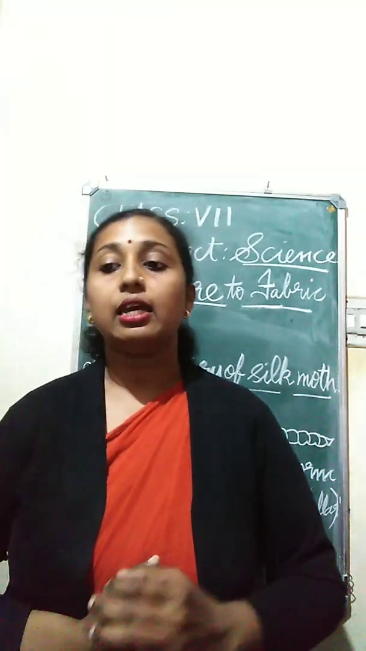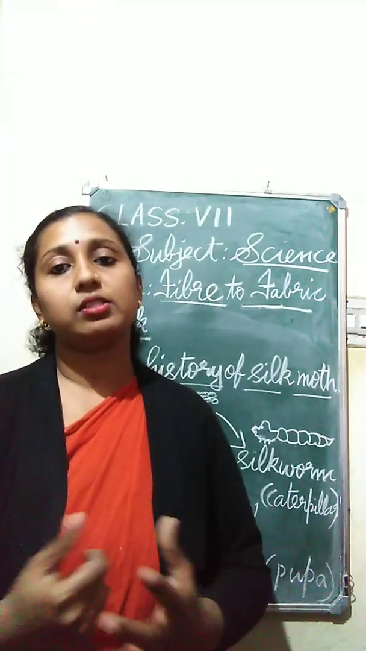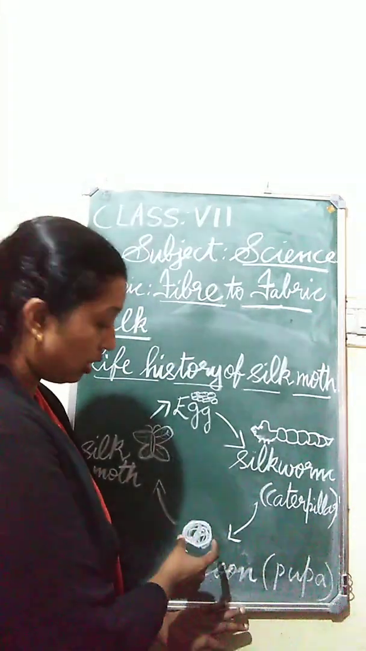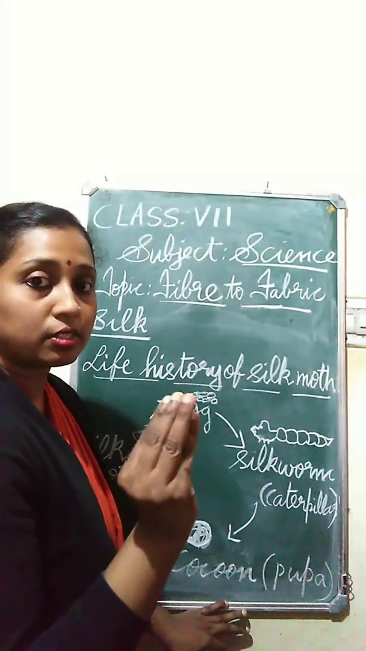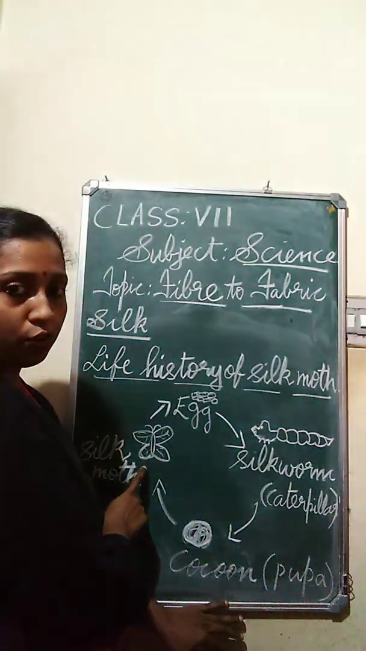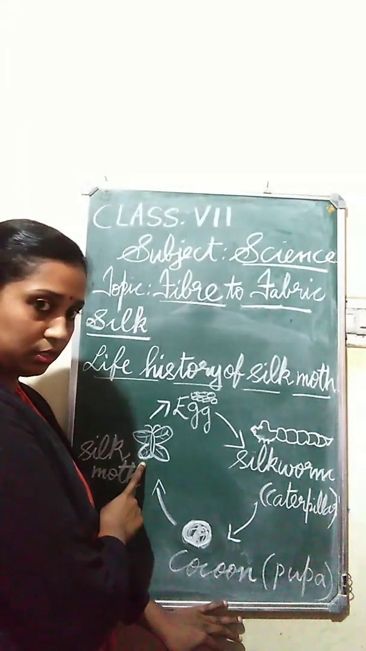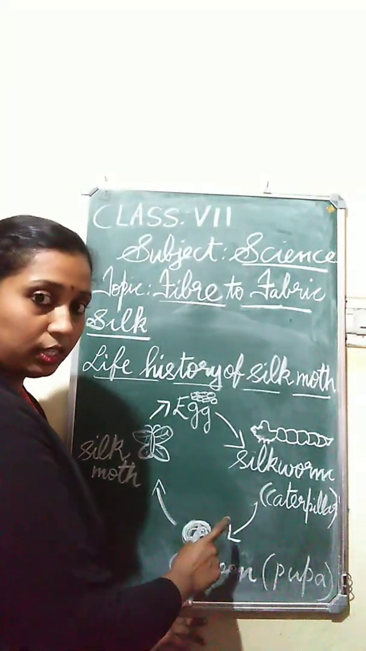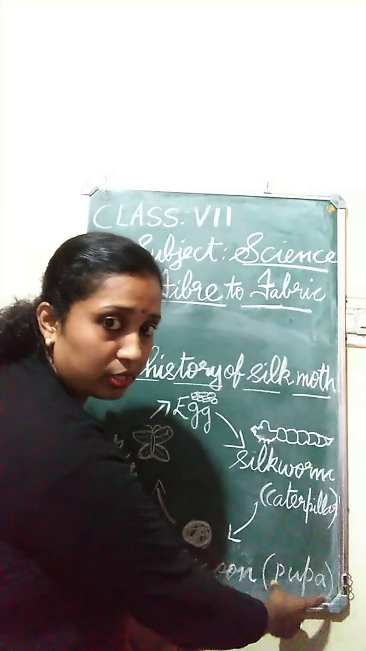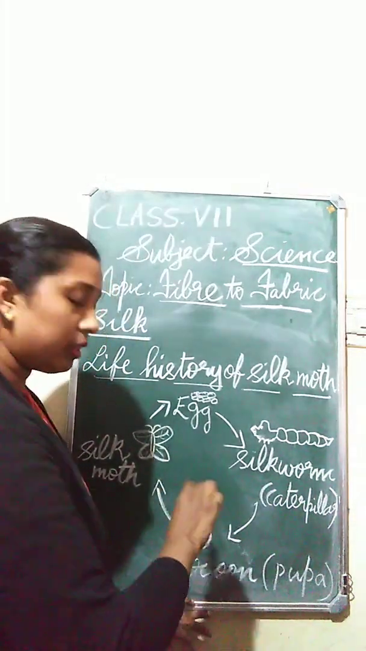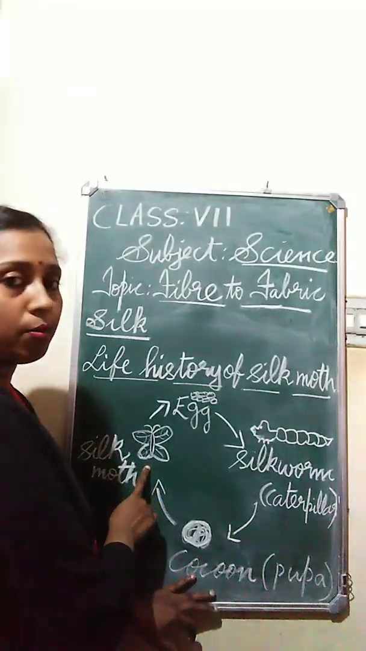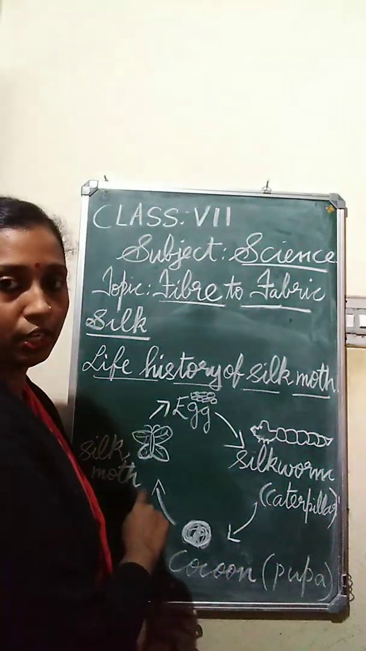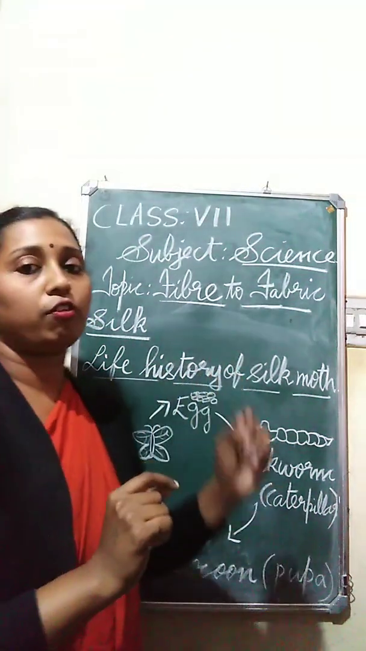A few weeks later, the cocoon breaks or opens and adult moth comes out of it. In the fourth stage, inside the cocoon, the pupa will be converted into silk moth, and the cocoon opens and the silk moth comes out. And this life cycle continues. So this is the life history of silk moth.